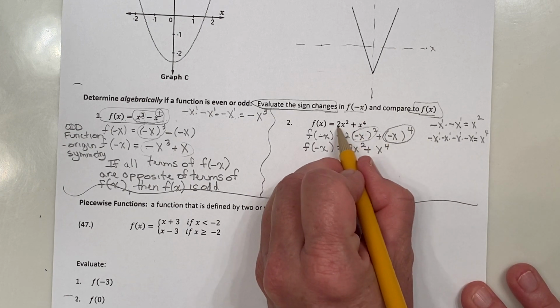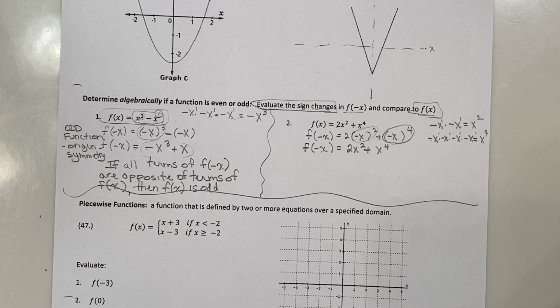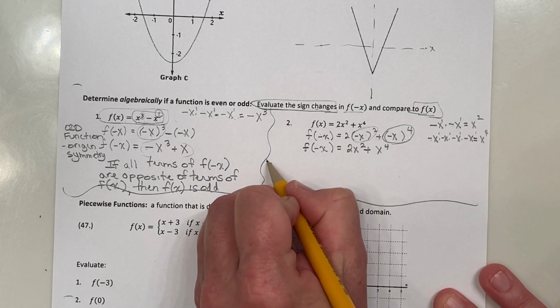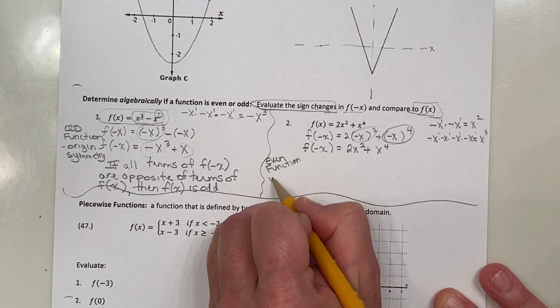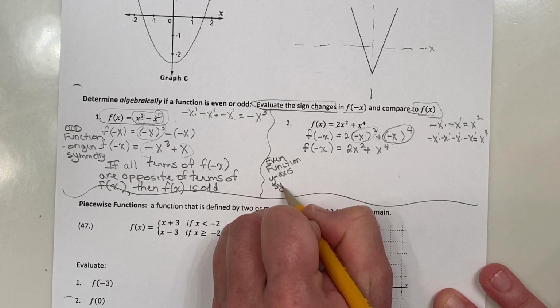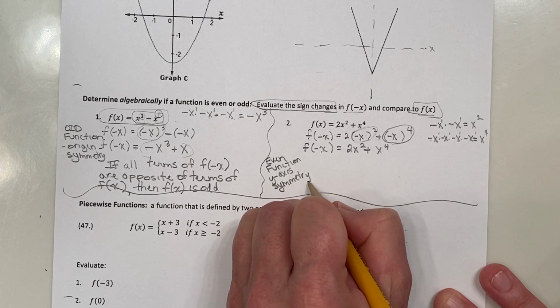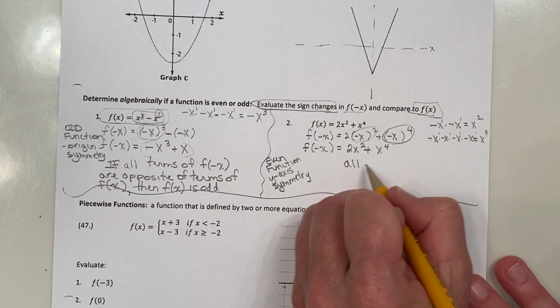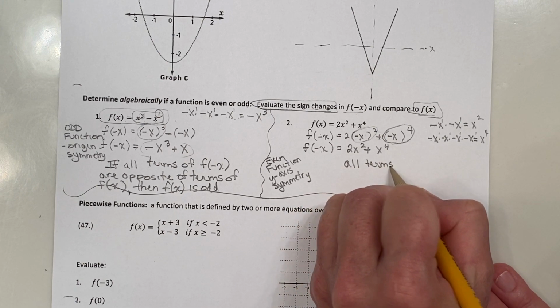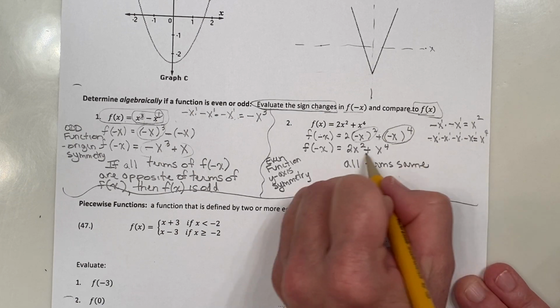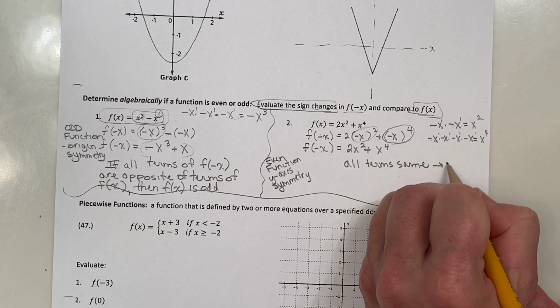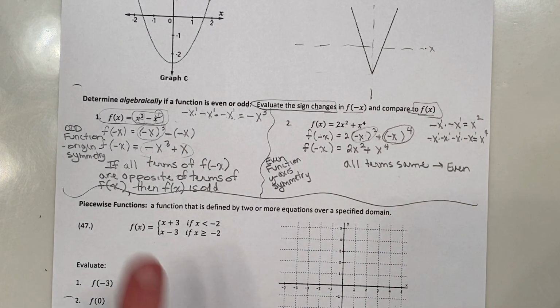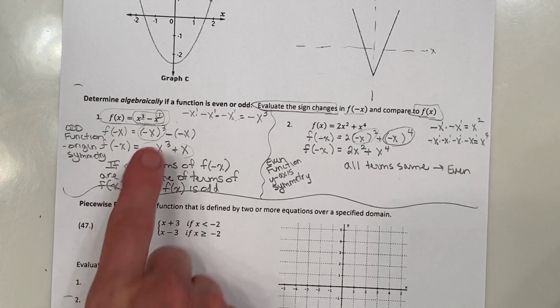Now compare this answer with the original answer. All signs the same, even. All signs opposite, odd. This is an even function. Y-axis symmetry. I'm just going to put down here, abbreviated, all terms the same. These terms compared to those terms means that we have an even function. All terms opposite compared to the original, odd function.